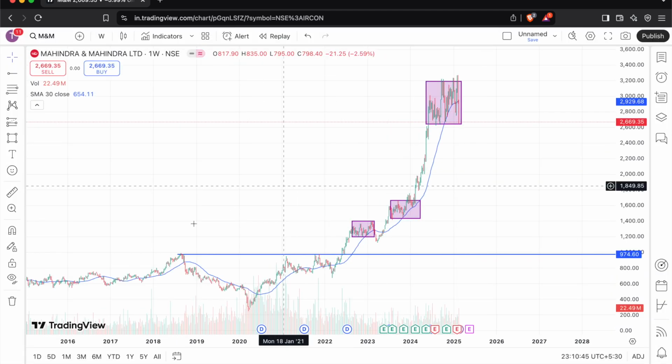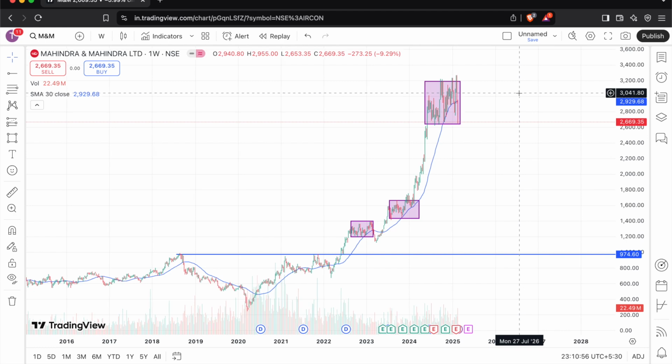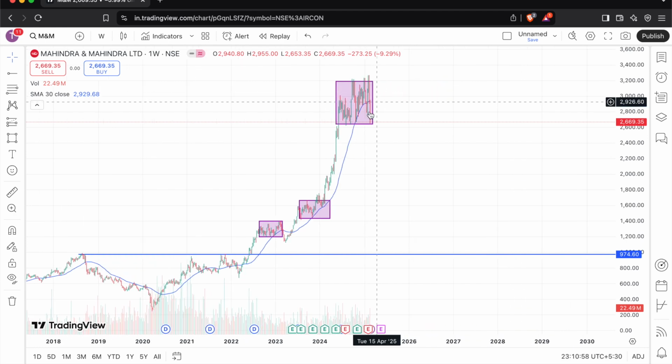So let's look at Mahindra. Here you can take this as stage 1. This is the stage 2 breakout. Right now it's forming a sort of stage 3. As the moving average has started to flatten out, it's an indication of stage 3.